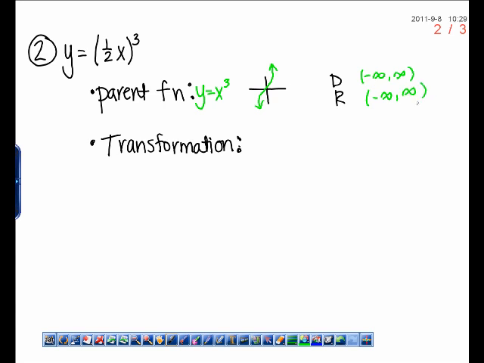Okay. How many transformations do we have? 1. What's the only thing there that we have to deal with? That 1/2. Okay? We have to deal with that 1/2. And I already heard what that does. What does that 1/2 do? It's a horizontal stretch.